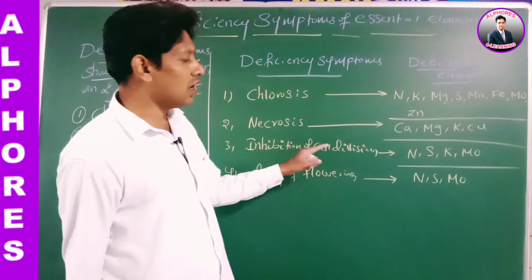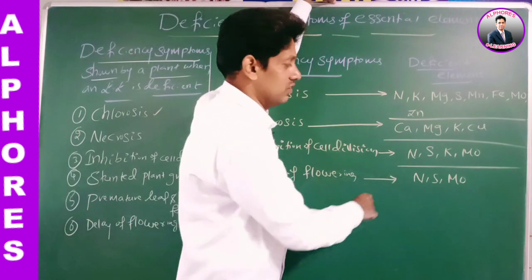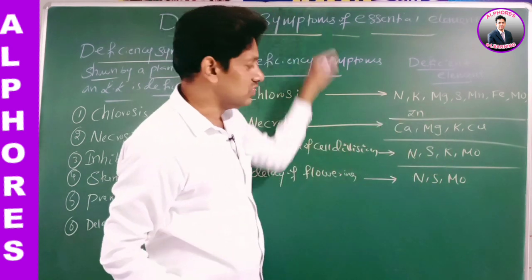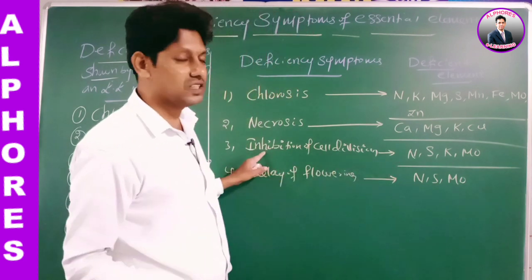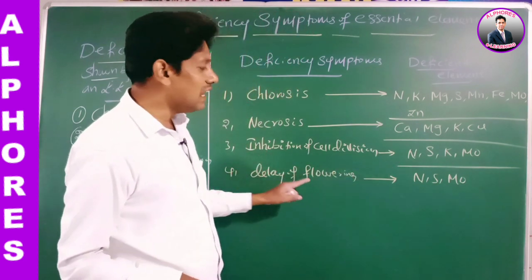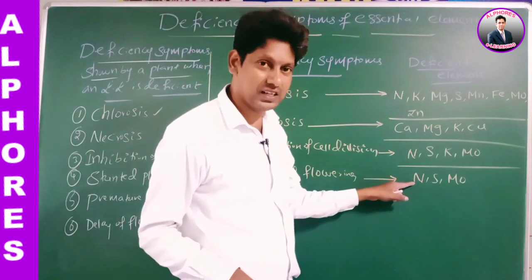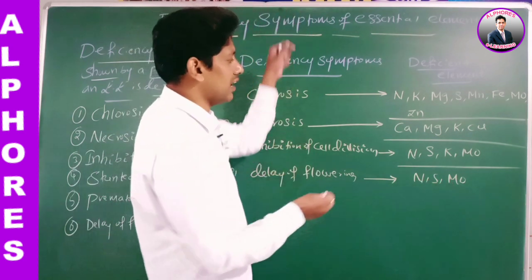Inhibition of cell division is due to the deficiency of nitrogen, sulfur, potassium or molybdenum. If any one of these elements becomes deficient, cell division is inhibited. Delay of flowering is due to deficiency of either nitrogen, sulfur or molybdenum. You should be very careful.